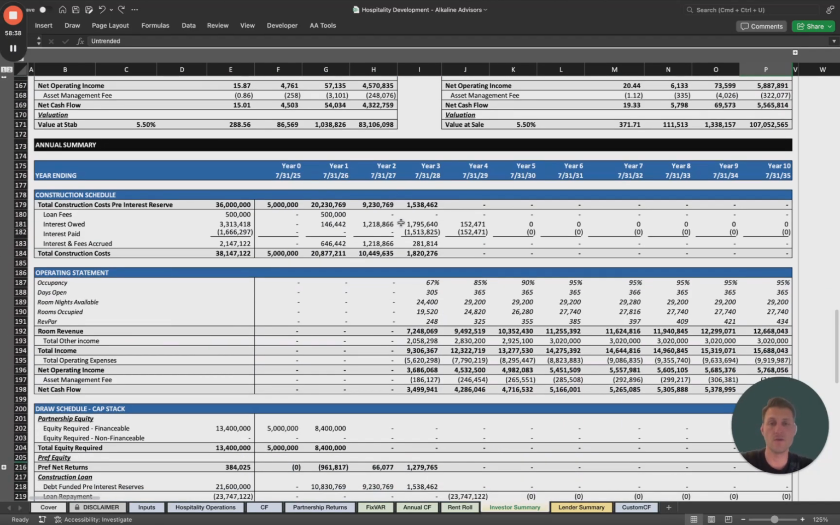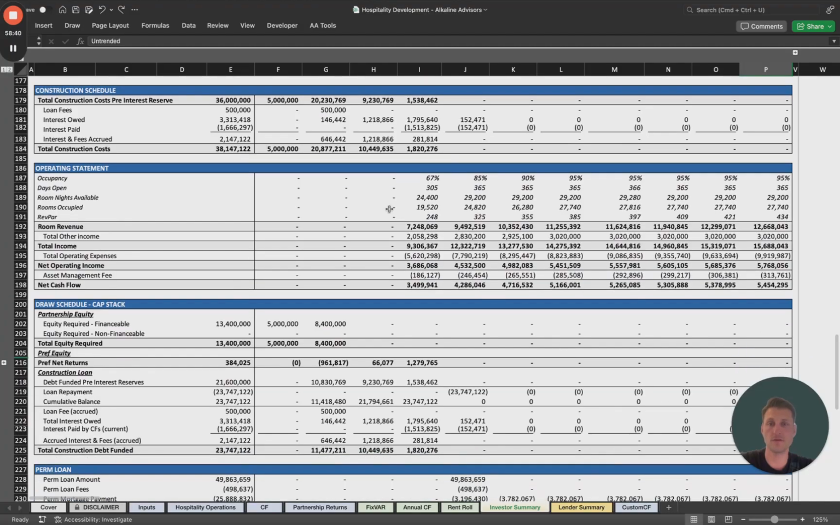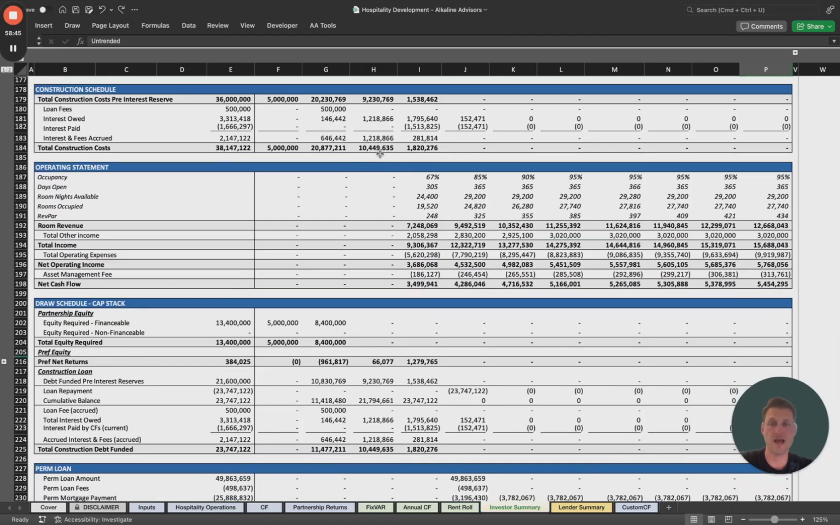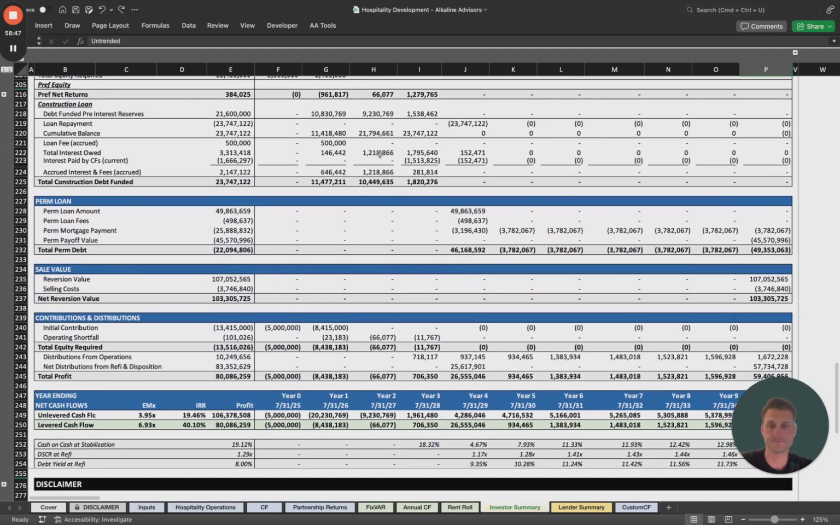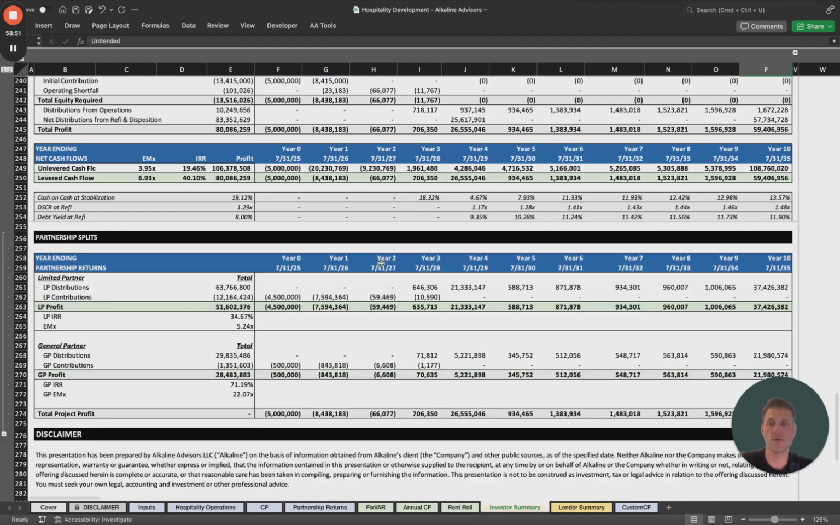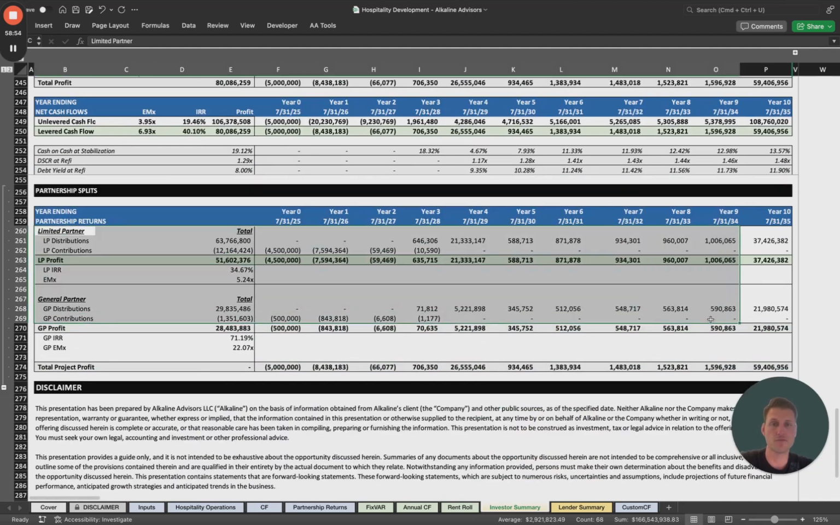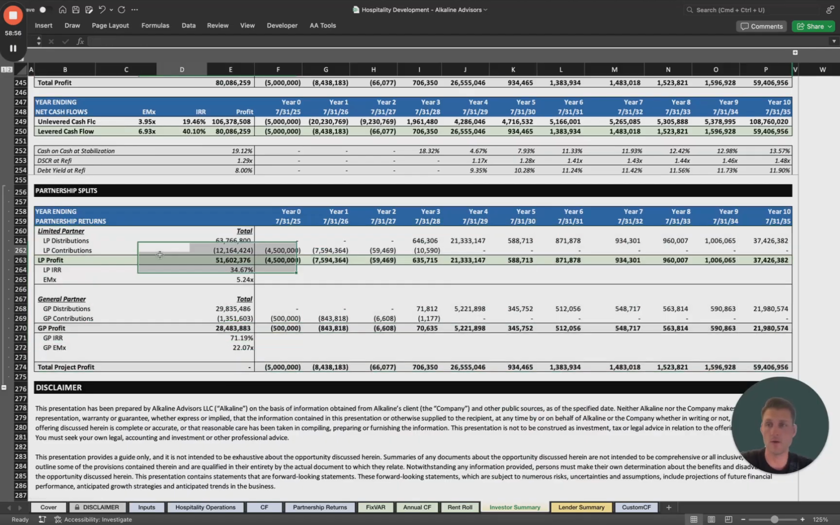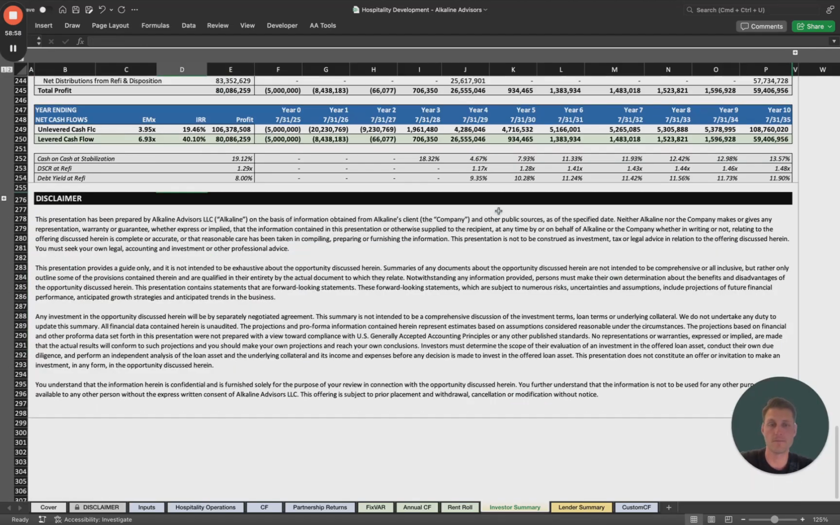And then finally, we have an annual summary at a project level. So this is similar to the annual summary, the annual CF tab, but it doesn't have as much information. It's a little more digestible. And then if you click this button over here, you can see an annual summary at a project level between the GP and the LP, or you can hide it as well.